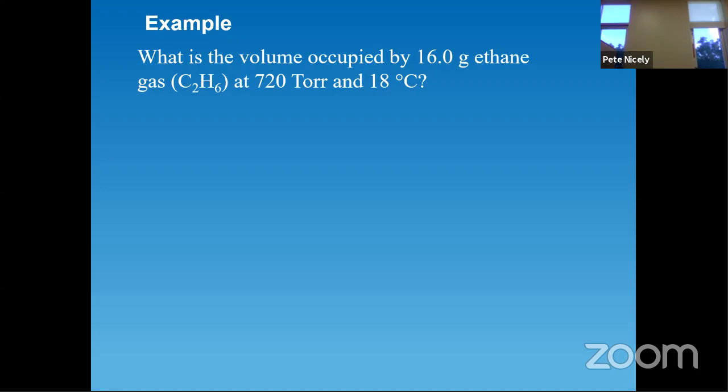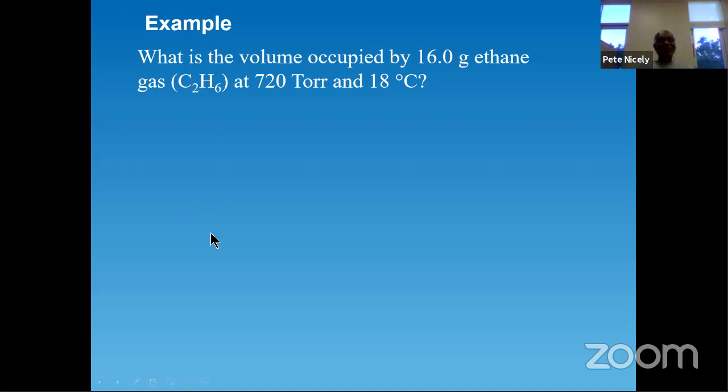Let's see here, we want to convert torr. 720 is equal to, let's see here. Okay, folks, I'm back.